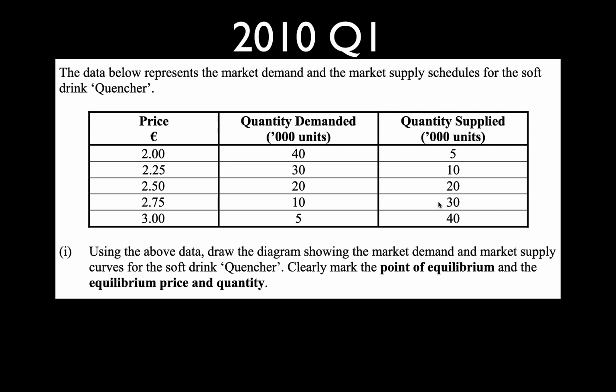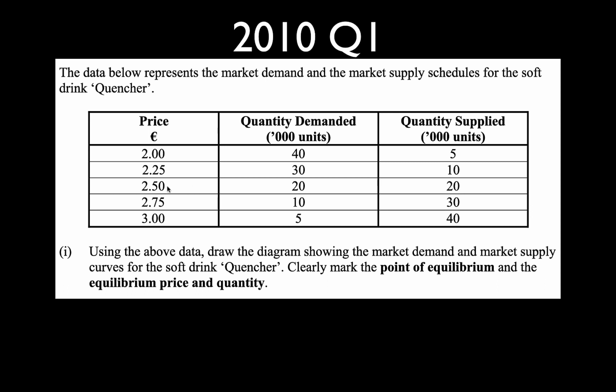And this is again a better allocation of scarce resources than the previous example, but it's not efficient because we want quantity demanded to equal quantity supplied. So at a price of €2.50, we have 20 demanded, 20 supplied. We are in market equilibrium, which is desired and desirable.